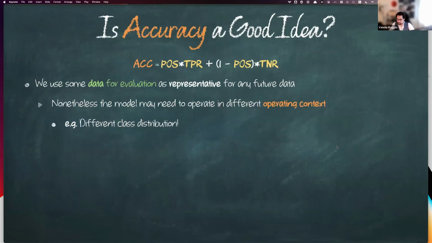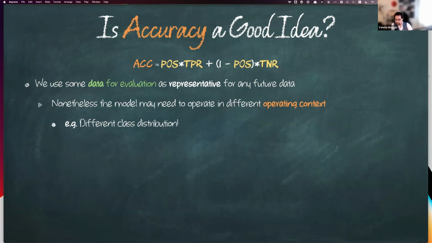So let's start by asking, is accuracy a good idea? In general, when we have some data for evaluation, that's the formulation of accuracy on top of the slide. We have some data for evaluation as representative of any future data, right? So imagine we have some data that we want to use to evaluate a model.